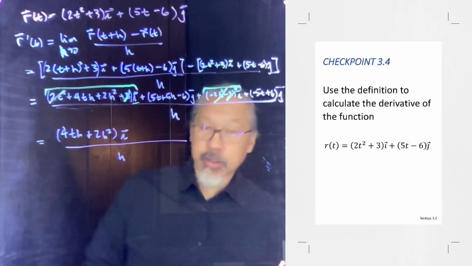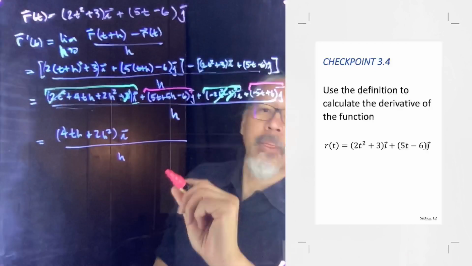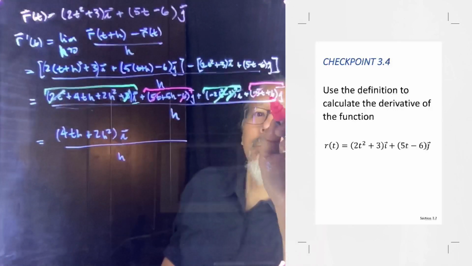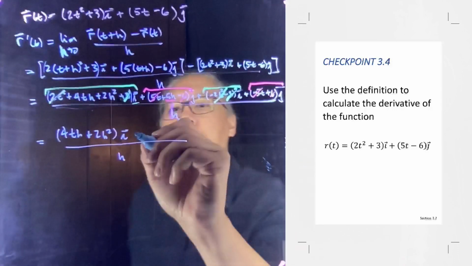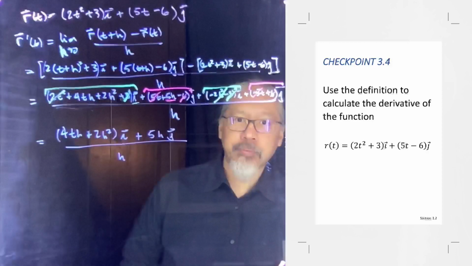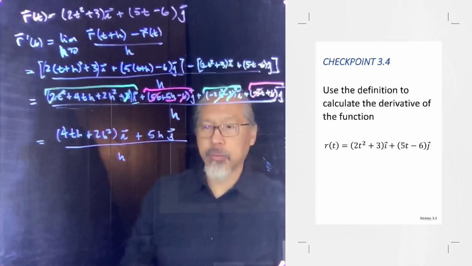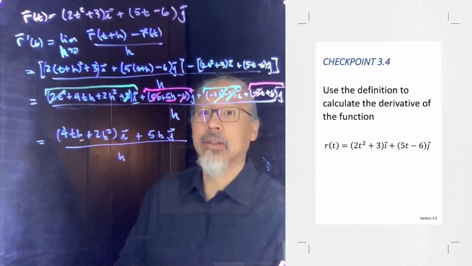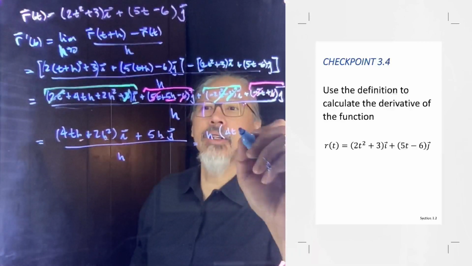And then let's take a look at the j. So in the j components, we'll have this and this. And we'll see that there's a 5t and negative 5t and a negative 6 and a positive 6. And so all we have left is 5h in the j direction. Okay. Now that we have that, we notice that there's going to be an h all over the place. There's an h here, an h here, and an h here. So we can take an h all the way out, and there's an h all the way out. And then we would have 4t.